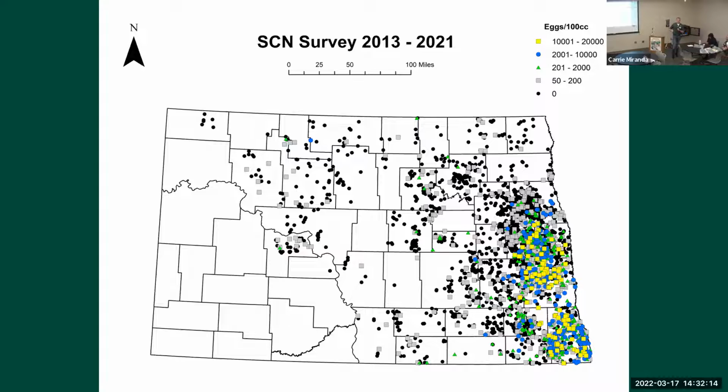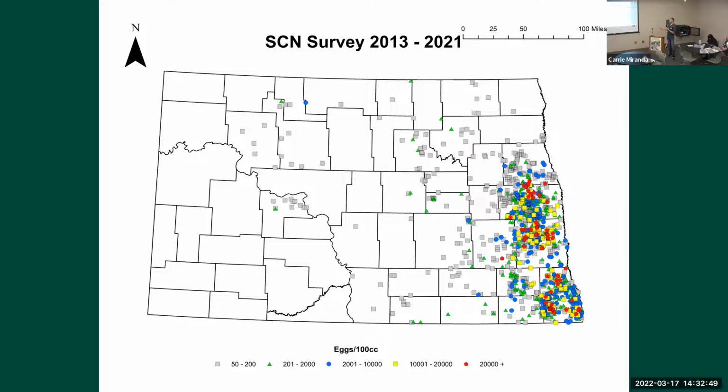And populations can build extremely quickly, because you can even just see the range. 200 to 2,000, you might be seeing some yield loss. But for some of the measurements we had 20,000 eggs per cc of soil. And it's just a population boom. They're extremely quick in their reproductive cycle.